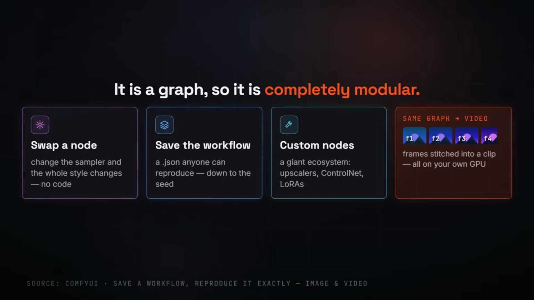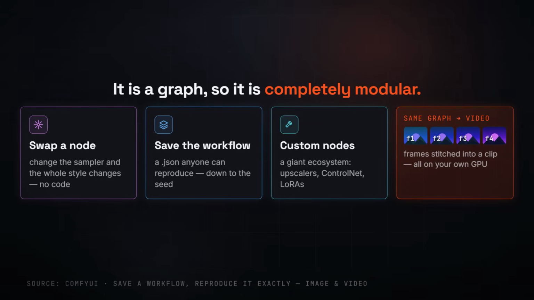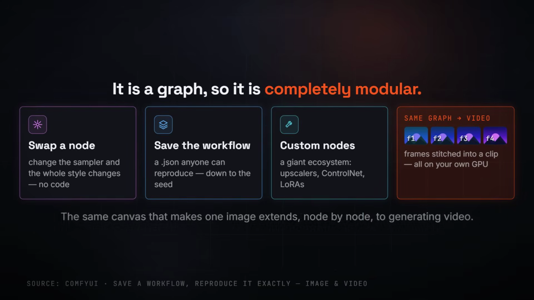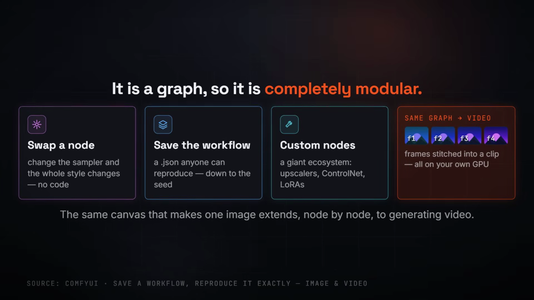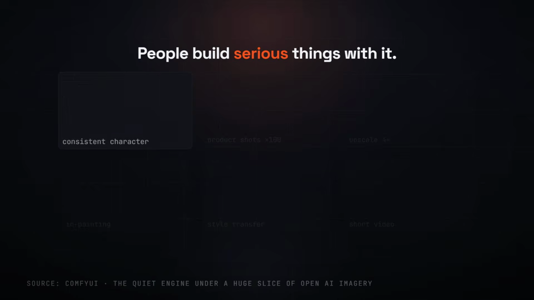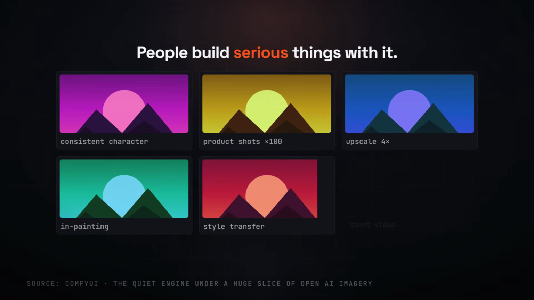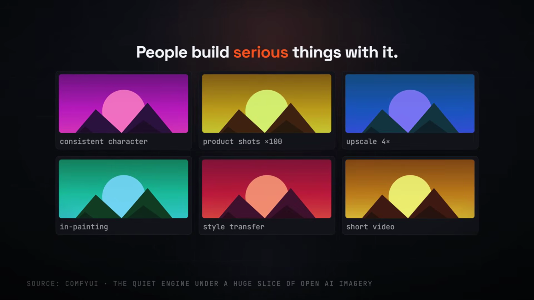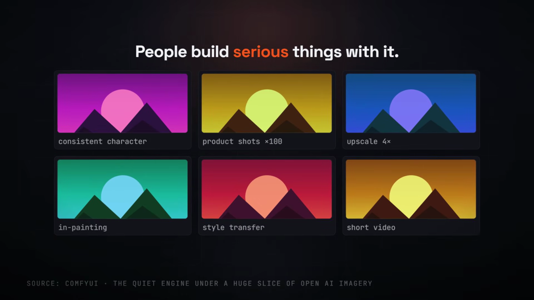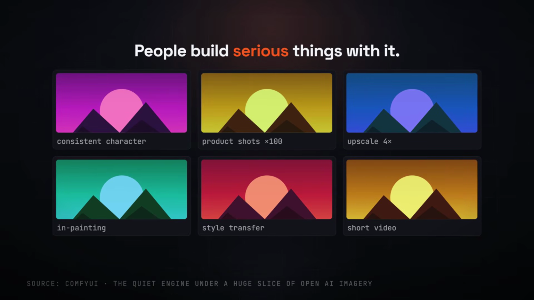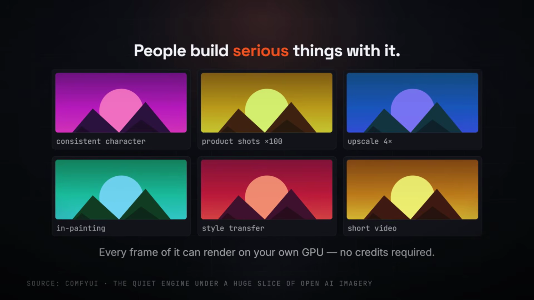Down to the seed. There is a giant ecosystem of custom nodes, and the same canvas that builds a single image extends, node by node, all the way to generating video. And people build serious things with this. Consistent characters across a whole storyboard, on-brand product shots by the hundred, upscaling, in-painting, style transfer, and increasingly short video clips. It is the quiet engine under a huge slice of the AI imagery you have already scrolled past, and every frame of it can render on your own GPU, no credits required.